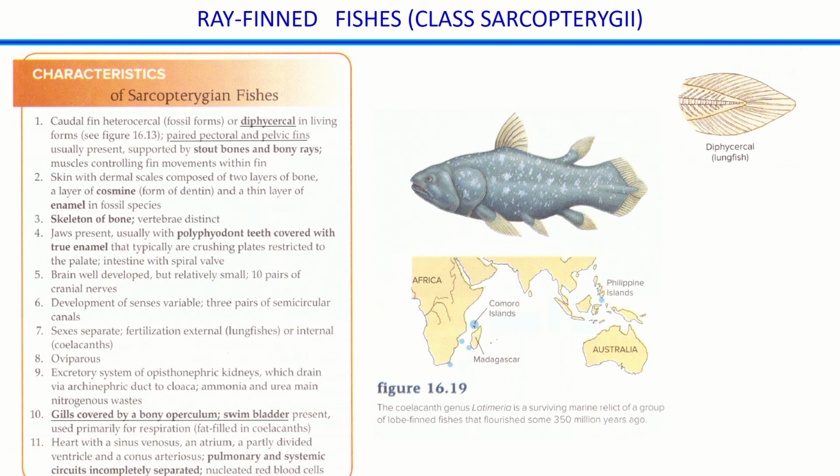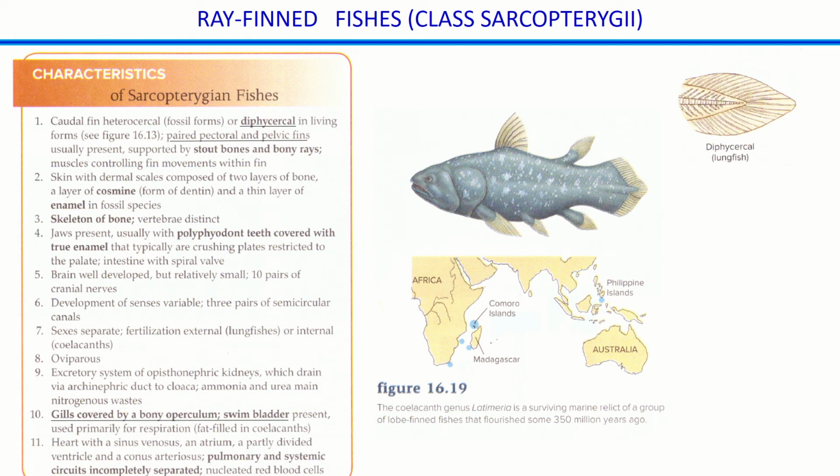Brain is well developed but small, 10 pairs of cranial nerves. Senses are variable, 3 pairs of semicircular canals. Sexes are separate, fertilization external in lungfish or internal in coelacanths. Do you get any ovoviviparity? What's ovoviviparity? Yolk sac, but internal development, eh? That's what they have. Remember from the story, you can see that they actually give birth to pups. They call them pups, that are developed inside the adult.